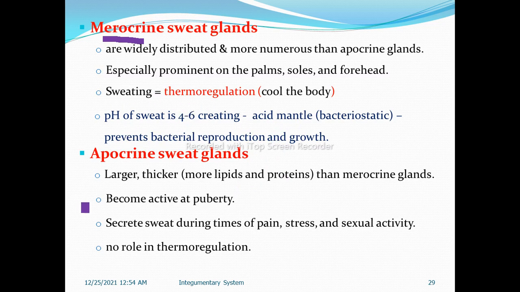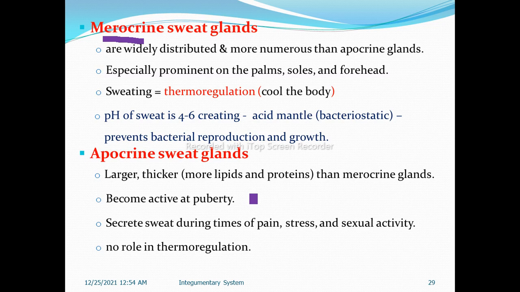That is it. So the second one is apocrine sweat glands. Apocrine sweat glands are larger and thicker than merocrine sweat glands, plus they have more lipids and proteins as compared to merocrine sweat glands. The other is that apocrine sweat glands become active at puberty and secrete sweat during times of pain, stress, and sexual activity.